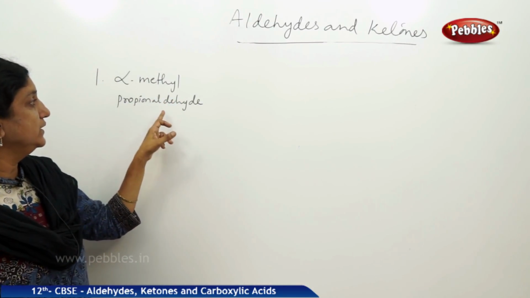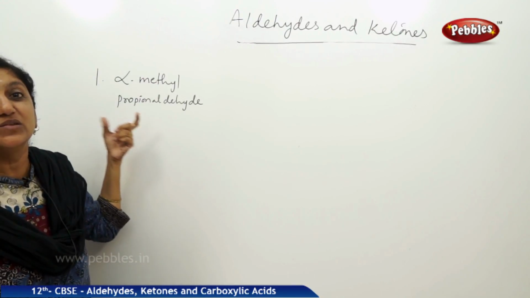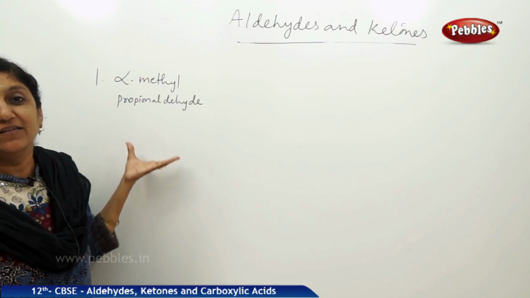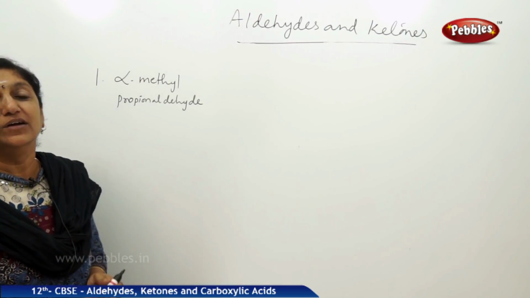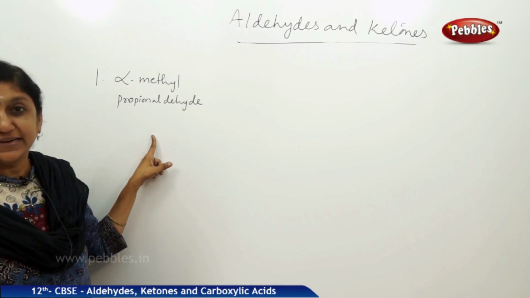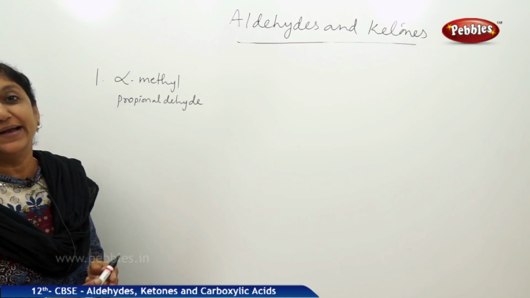As you can see in the name, it says aldehyde. So this is a common name for the given aldehyde. Now you are supposed to write the structure corresponding to this name. So how do we go about writing the structure?